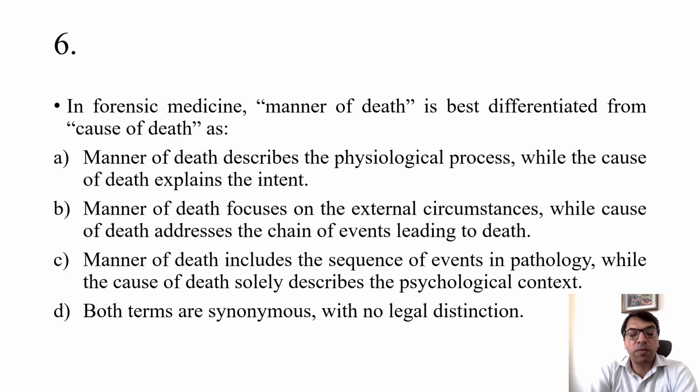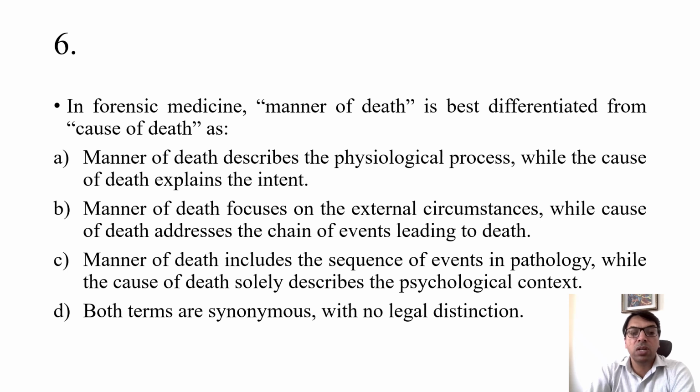Whereas the cause of death is the pathophysiology or the damage to an organ which leads to the final event of death. Right? In the first option, the manner of death describes the physiological process. It is not the physiological process, but the external factor which is acting on the body and leading to the death finally. And in C, the manner of death includes the sequence of events in pathology.